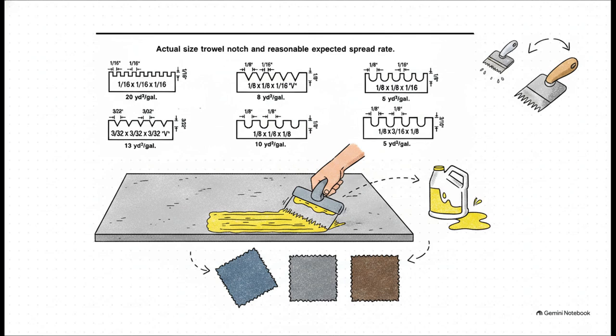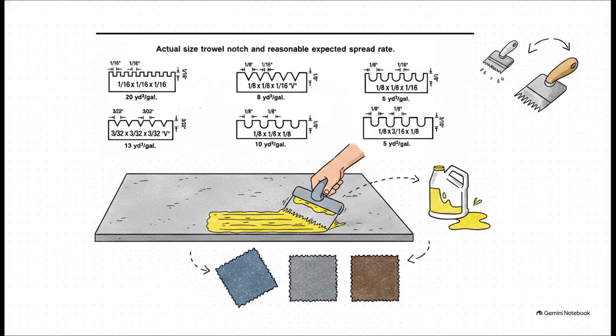And this brilliantly illustrates where chemical science literally meets physical application on the job site. The size and the shape of the trowel notches, whether they're U-notched or V-notched, directly dictate exactly how much adhesive gets spread onto the subfloor. For example, a 1/8 by 1/8 by 1/8 inch U-notched trowel gives you a spread rate of about 8 to 10 square yards per gallon. But here is the critical takeaway.